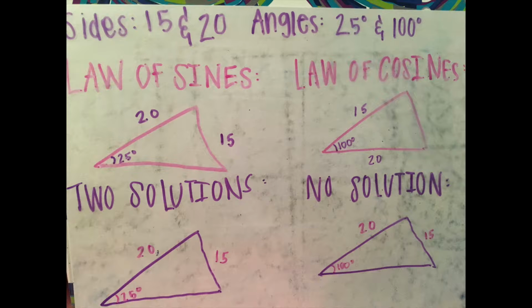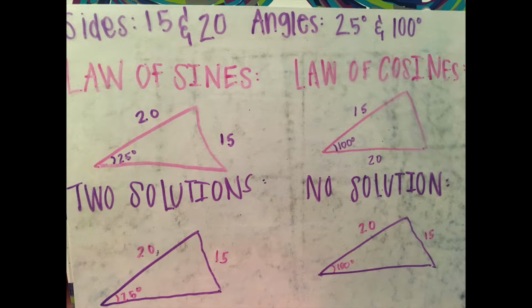Now next I had to make a triangle using law of cosines, and for that I did a triangle with a 100-degree angle, and then the side length to the left of it was 15, and then the one to the right of it was 20. And I knew that in order for a triangle to start with the law of cosines, you couldn't have any opposite angle, like you couldn't have the opposite side length of an angle, and the same with a side length, you couldn't have a side length with its opposite angle. And so this triangle fits that criteria, and so therefore it starts with the law of cosines.